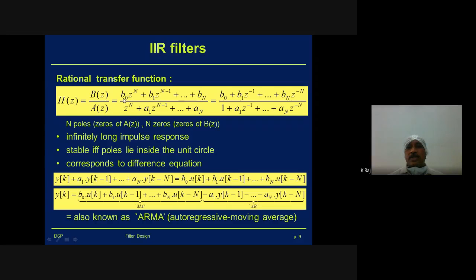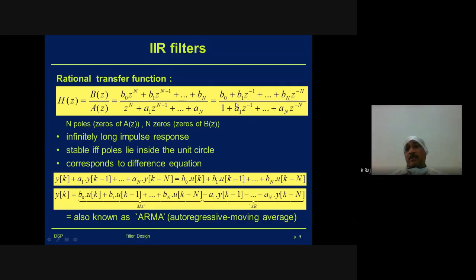This may be described as b0 z to the power n plus b1 z to the power n minus 1, and so on, up to the last value, say bn z to the power minus n. Similarly, the denominator will be described as z to the power n plus a1 z to the power n minus 1 and so on. The last value will be an, having z to the power 0. Or this can also be represented as b0 plus b1 z to the power minus 1 and so on, up to bn z to the power minus n, divided by 1 plus a1 z to the power minus 1 plus so on, up to an z to the power minus n.